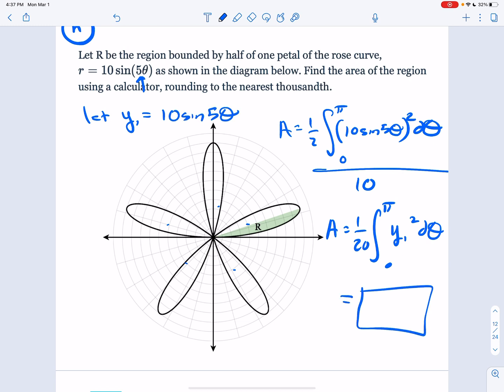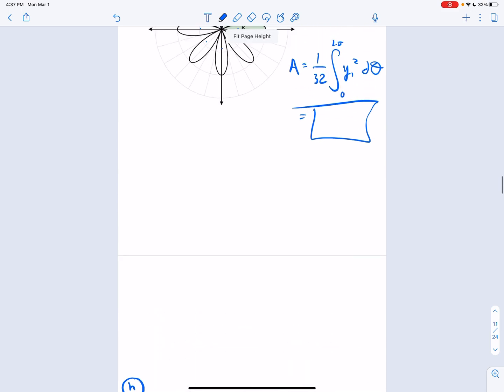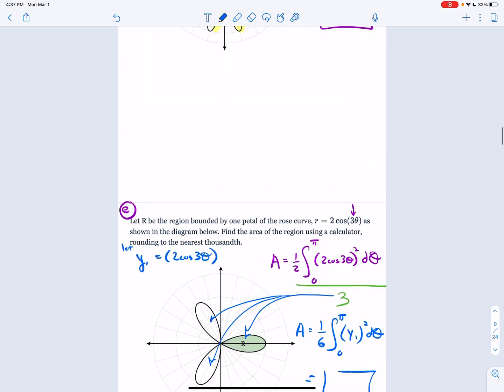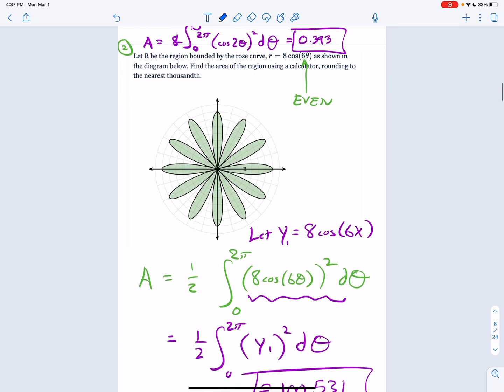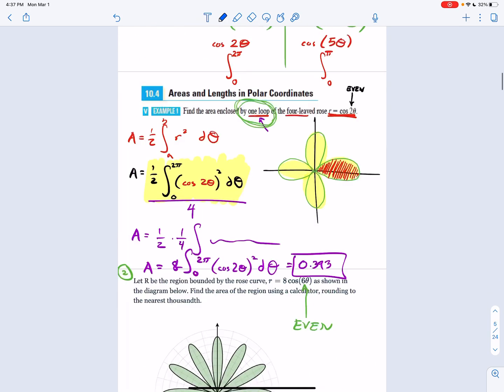Plug and chug and compare your answers, okay? So rose curves, it's that easy. We're building off of the symmetry and then we're just dividing out what we need, okay? Sometimes we don't need to divide at all. It kind of just depends on what they ask for.